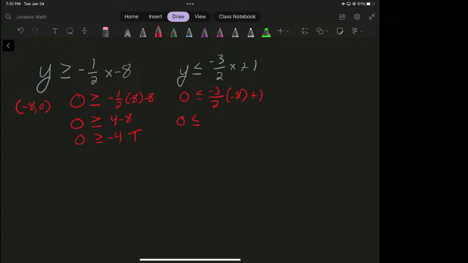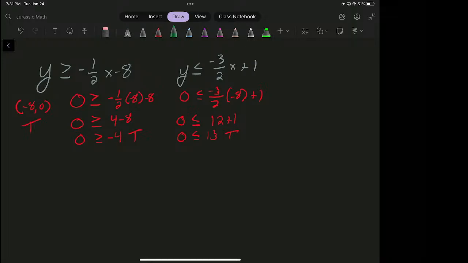So negative 3 times negative 8 is a positive 24. 24 divided by 2 is a positive 12, plus 1. 0 is less than 13. That's a true answer. So this is a true answer. So that's not my one that's wrong.